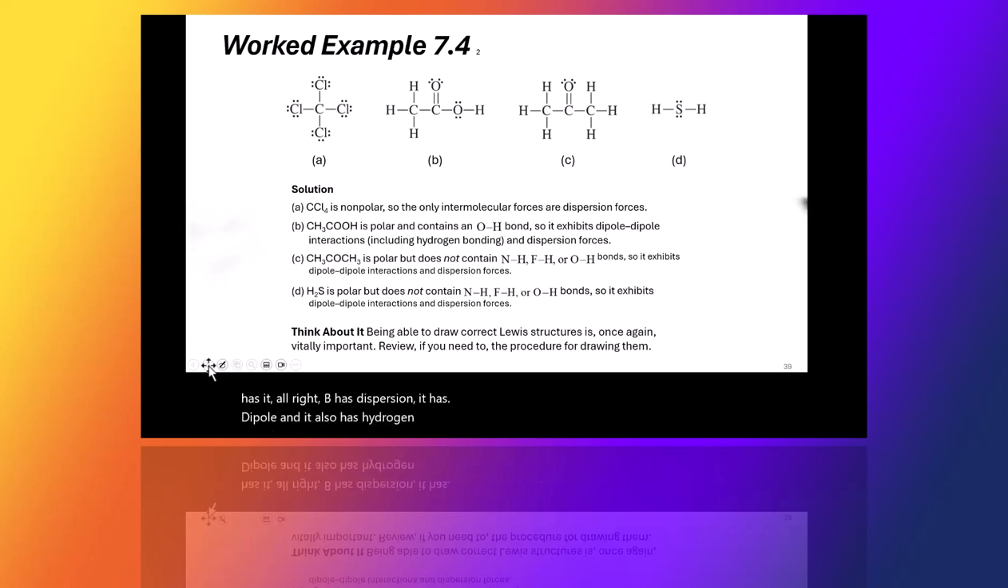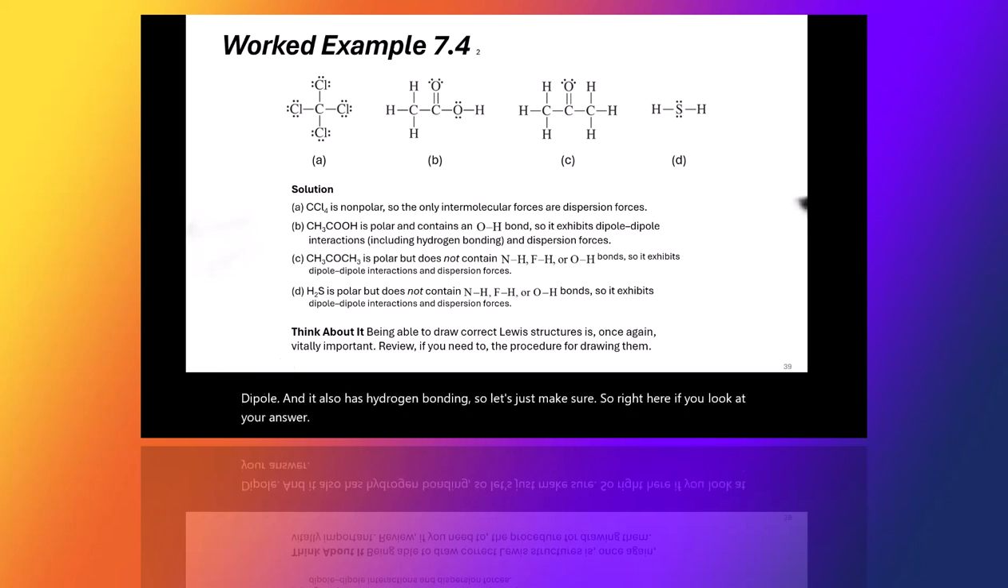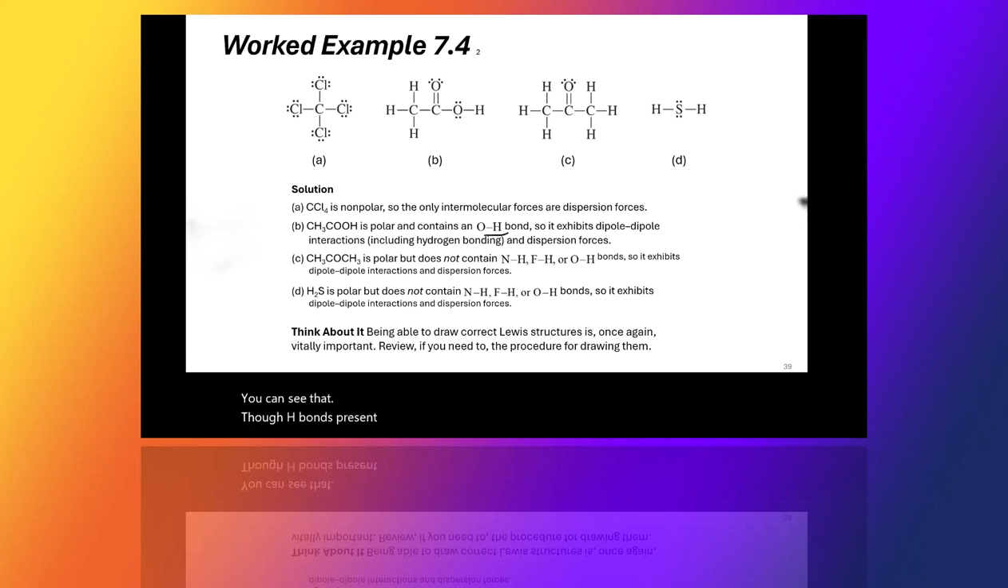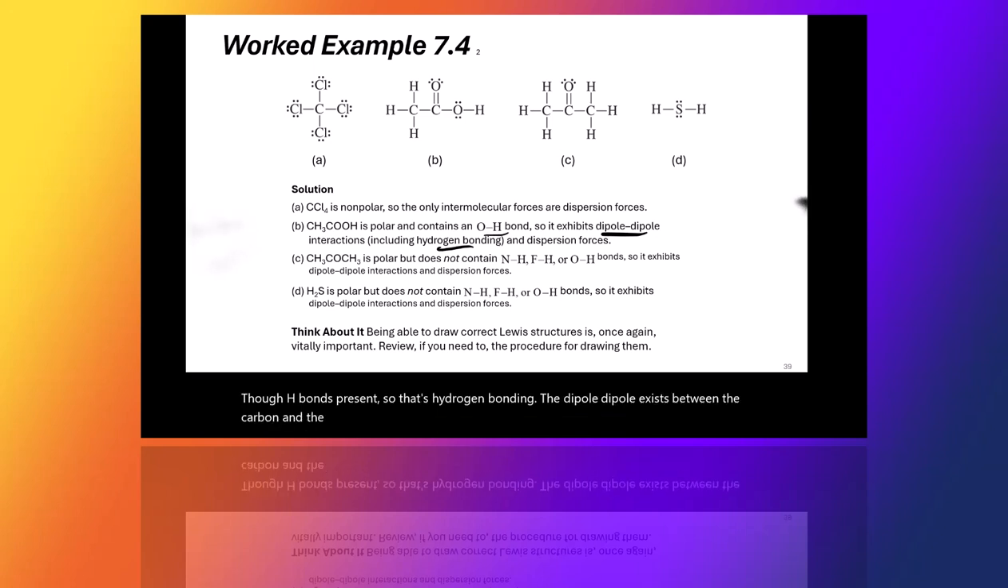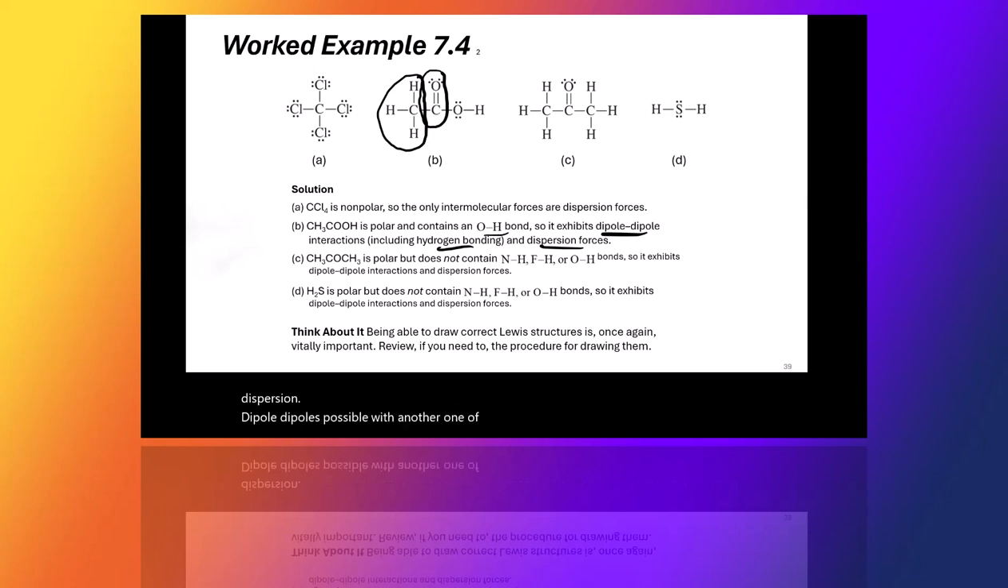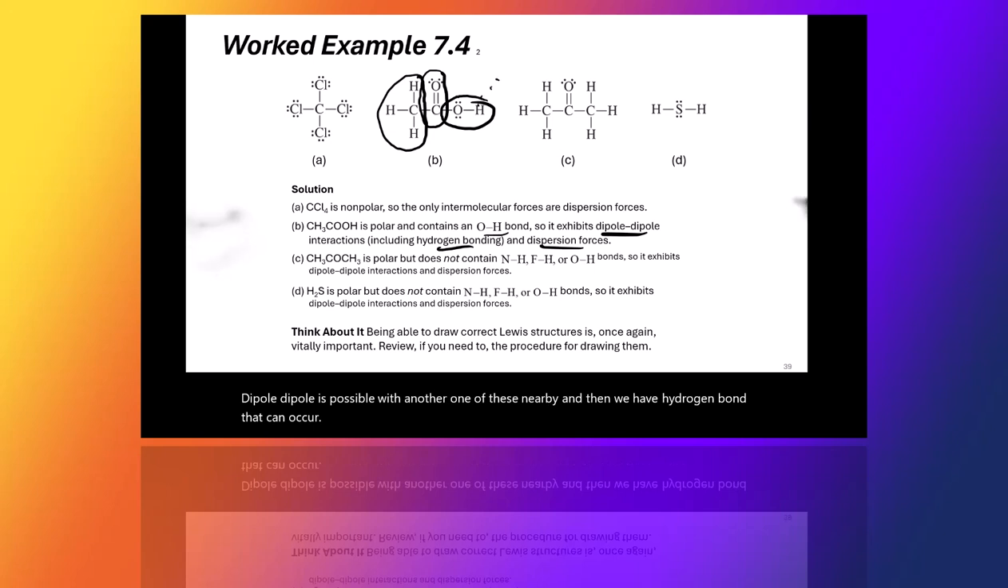So let's just make sure. Right here, if you look at your answer, you can see that the OH bond's present, so that's hydrogen bonding. The dipole-dipole exists between the carbon and the oxygen, and there's dispersion forces with this part of the molecule here. So dispersion, dipole is possible with another one of these nearby, and then we have hydrogen bonding that can occur to another molecule somewhere else.